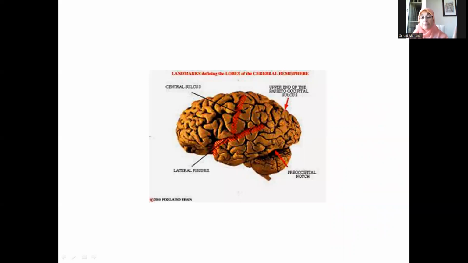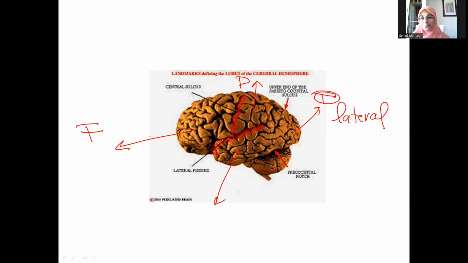If you look at that diagram, this is, of course, again, what surface is it? It is the lateral surface. What structures can you see? You can see the frontal lobe, the parietal lobe, the occipital lobe, and the temporal lobe. So frontal lobe, then parietal lobe, then occipital lobe. And then we have the temporal lobe, and then we have the cerebellum.